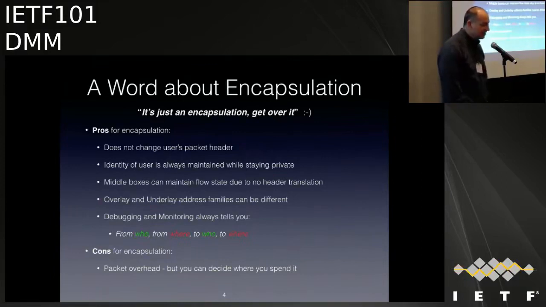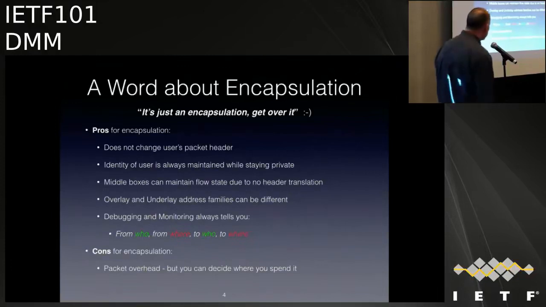Middle boxes can maintain flow state due to no header translation. Overlay and underlay address families can be different with encapsulation. Debugging and monitoring always tells you where a packet is from, I should say from who, from where, to where. That's a very useful thing, where when you do address translation, you lose bits, you destroy bits.